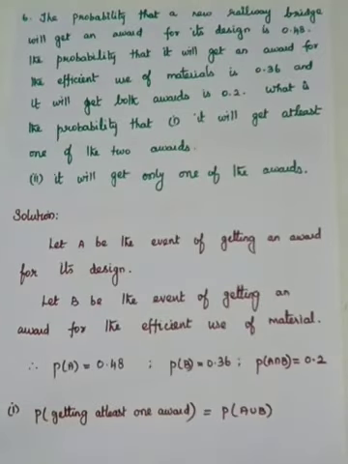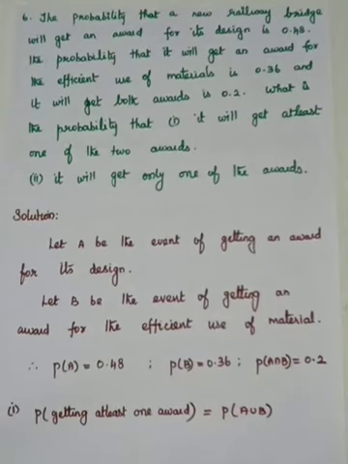The probability that a new railway bridge will get an award for its design is 0.48. The probability that it will get an award for the efficient use of material is 0.36. And it will get both awards is 0.2. What is the probability that it will get at least one of the two awards, and the second one, it will get only one of the awards?